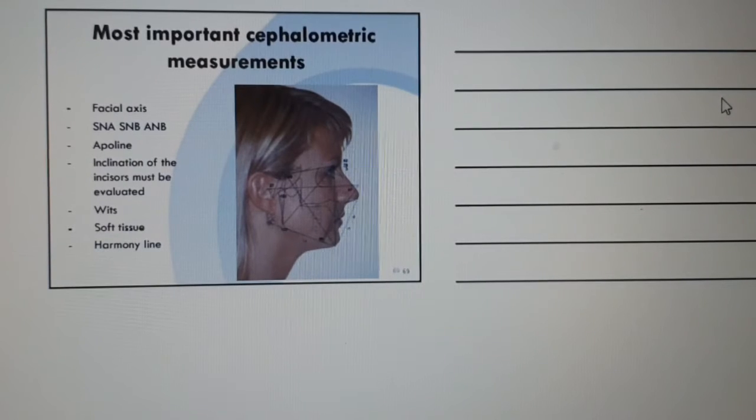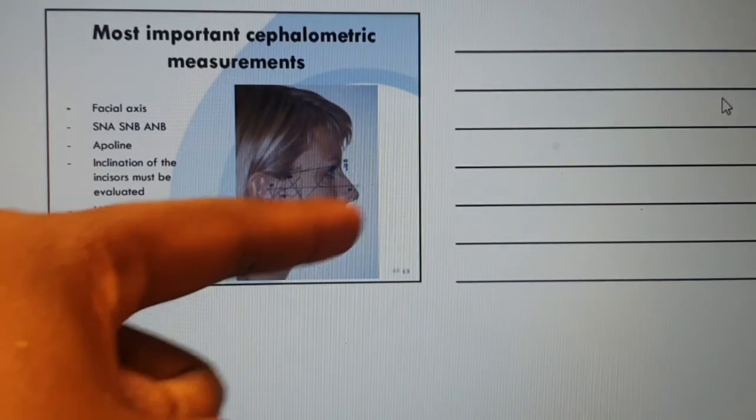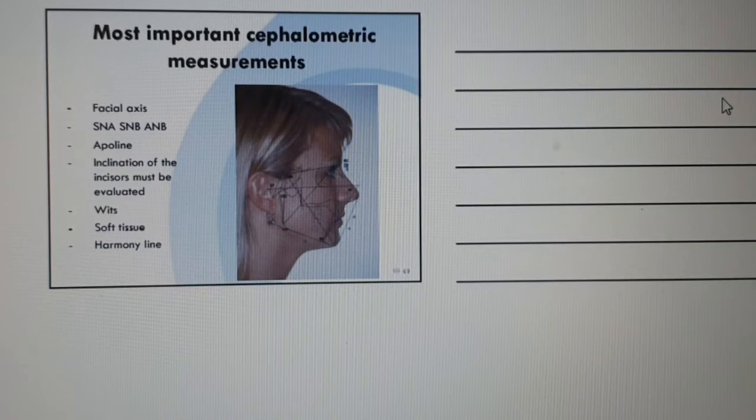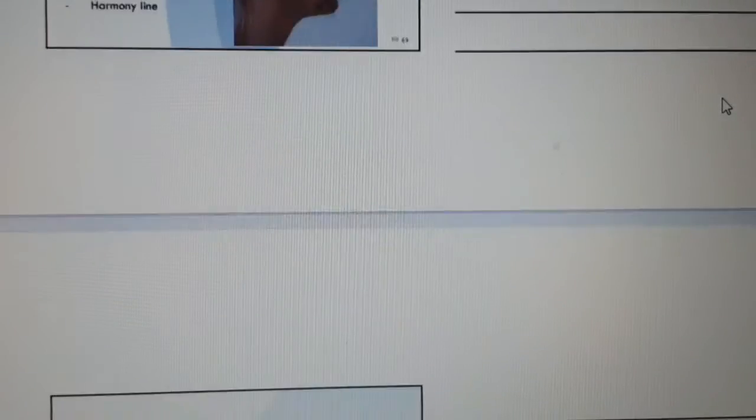And then from there, our APO line, we also evaluate the inclination of our incisors relative to the basis of the maxilla as well as the mandible. So we check the inclination of both our maxillary incisors as well as our mandibular incisors. We also do the Wits appraisal just to further classify the patient skeletally. We then assess the patient's soft tissue as well as harmony line. So those are some of the things that we will evaluate based on our lateral ceph projections.